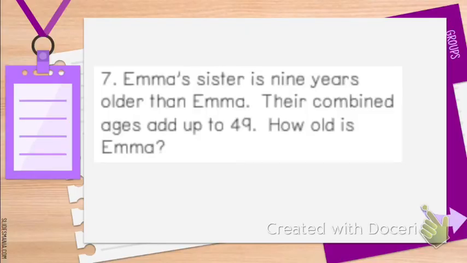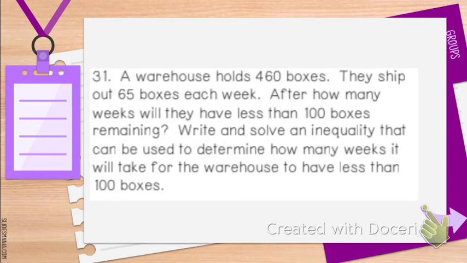Okay. Next one. Now this one we are moving on to inequalities. So they're a little bit harder, okay? A warehouse holds 460 boxes. They ship out 65 boxes each week. After how many weeks will they have less than 100 boxes remaining? We're going to write and solve the inequality.